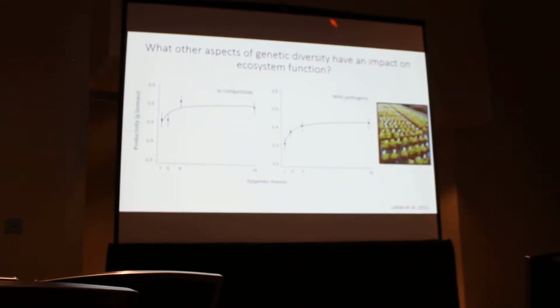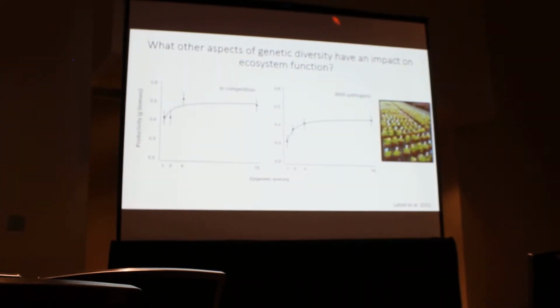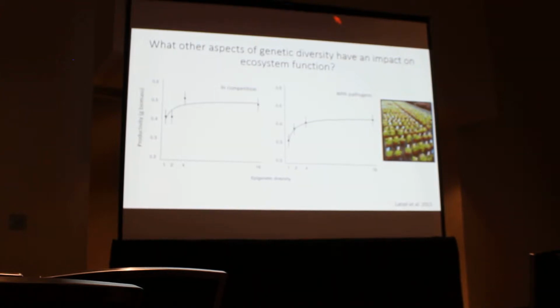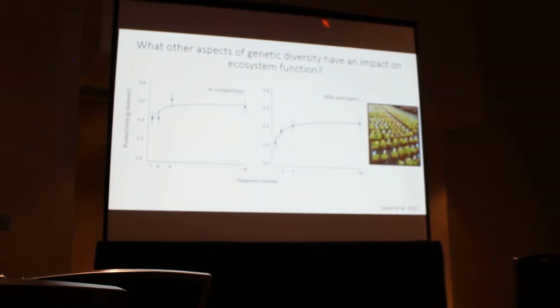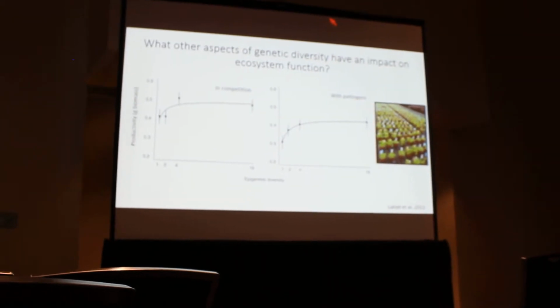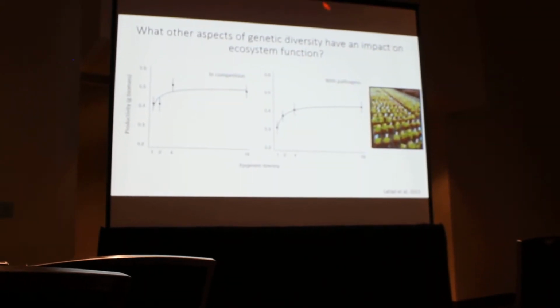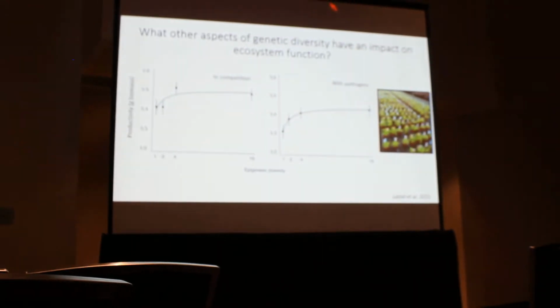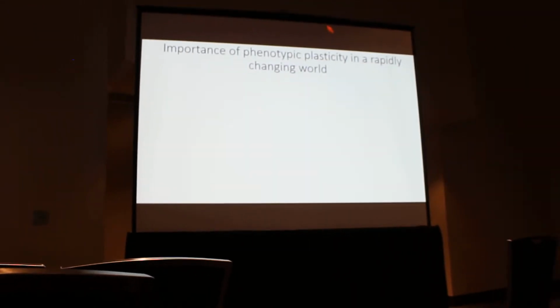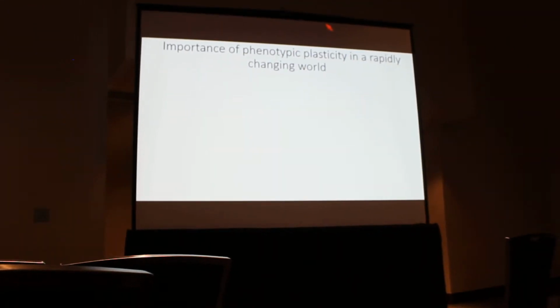As you increase epigenetic diversity, you see an increase in productivity in Arabidopsis, both grown in competition with other plants and also with pathogens. So this seems to suggest that there are other things about genetic diversity and trait variation that we really need to consider when we're trying to understand the potential importance of diversity on ecosystem function.